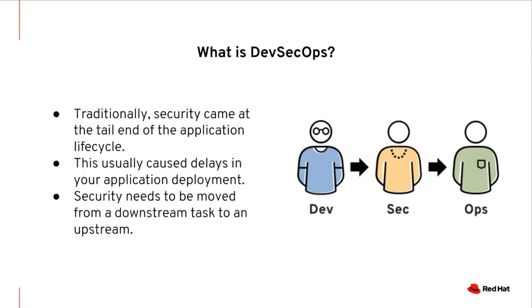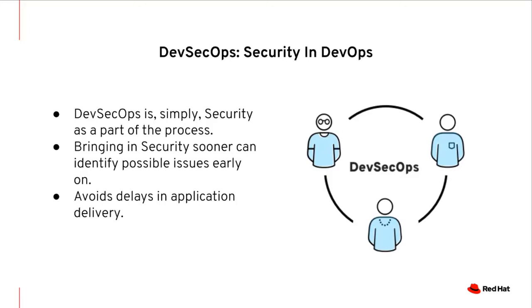Really, security needs to be moved from a downstream task to an upstream task. More specifically, security goes from being the last part of the process to being a part of the whole process. So DevSecOps is simply security as part of the whole process. It means bringing in security sooner to identify any possible issues. DevSecOps means thinking about your application and infrastructure security from the start, from the ground up.